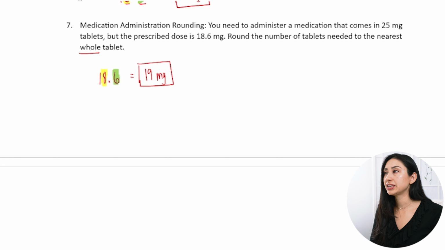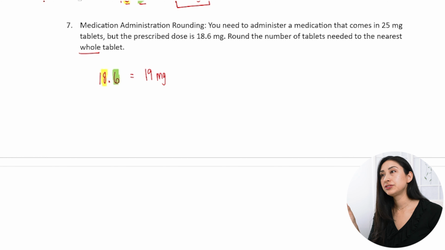So you need to administer medication that comes in 25 milligram tablets, but the prescribed dose is 18.6. We rounded that to 19 milligrams. So here, essentially, we would give 1 tablet because that's the closest value. If we're rounding to a whole number, we need to consider that each tablet comes in 25 milligrams. So let's say this is your tablet and in total it has 25 milligrams.